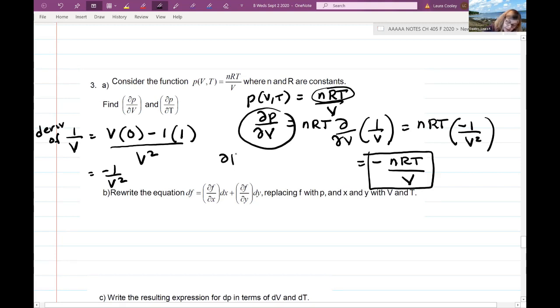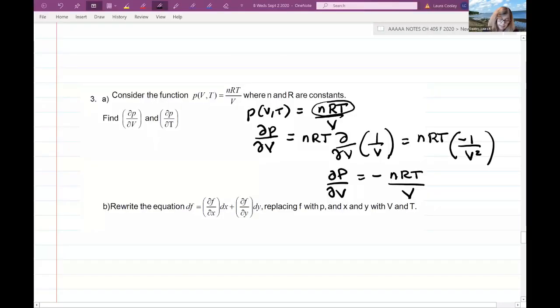What about dP dT? The derivative of P with respect to T is much easier because it's nRT over V. So nR over V is just a constant. A constant times the derivative of the function is the derivative of a constant times a function. The function is T. The derivative of T with respect to T is 1. So this is just nR over V.